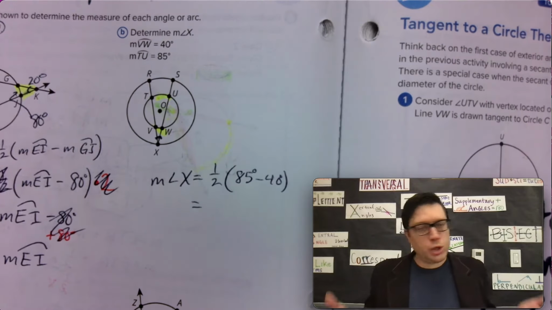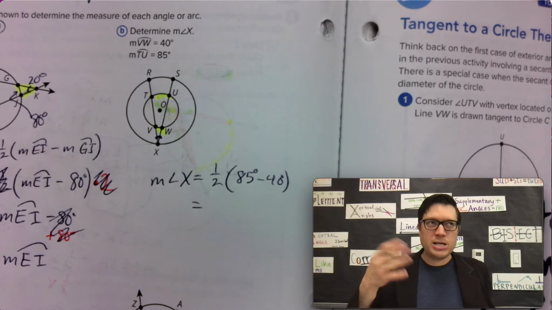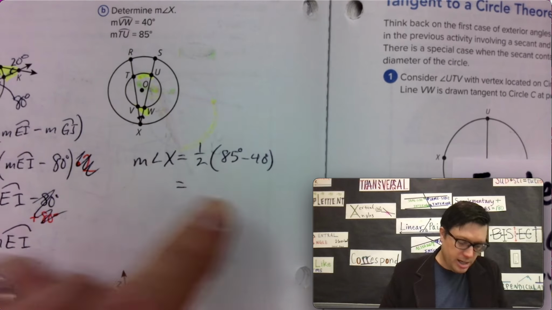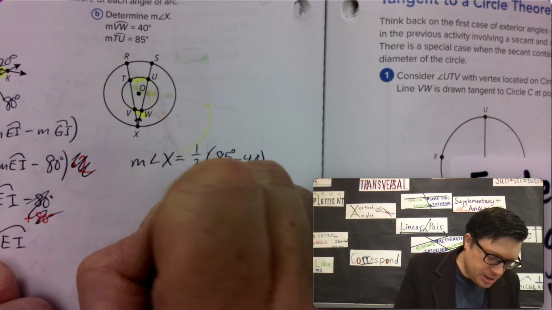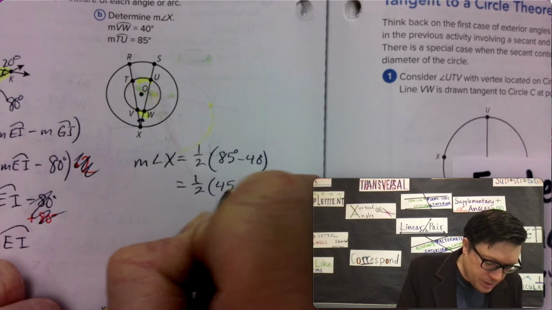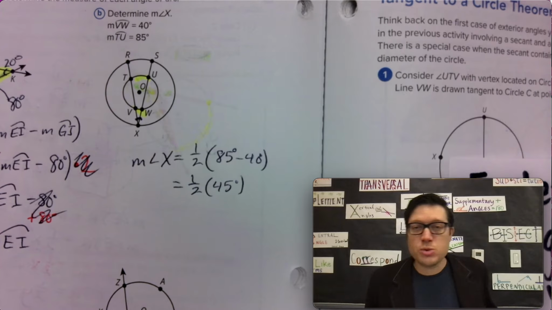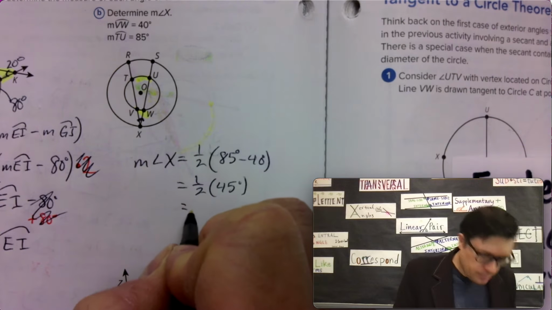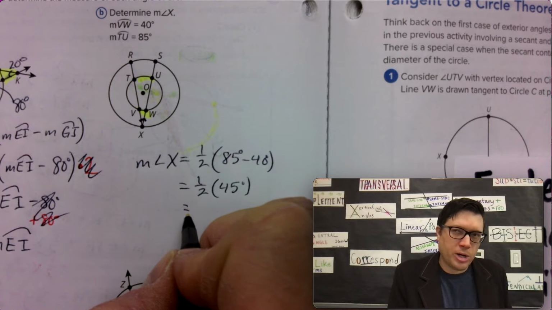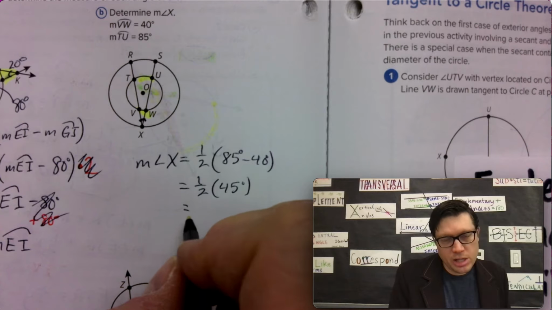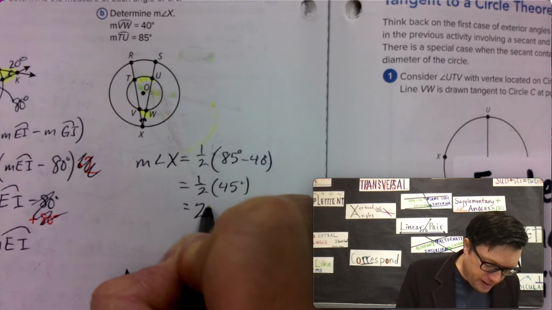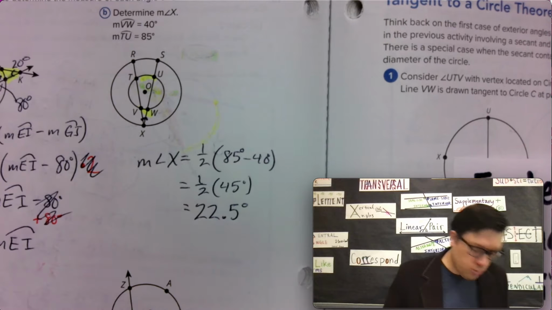You have to do what's in parentheses first. So 85 minus 40, that has to be first. And I think it's 45. There's still a 1/2 in front of the parentheses. And then what is 1/2 of 45? Half of 40 is 20, half of 5 is 2.5, so 22.5. There we go. Done.